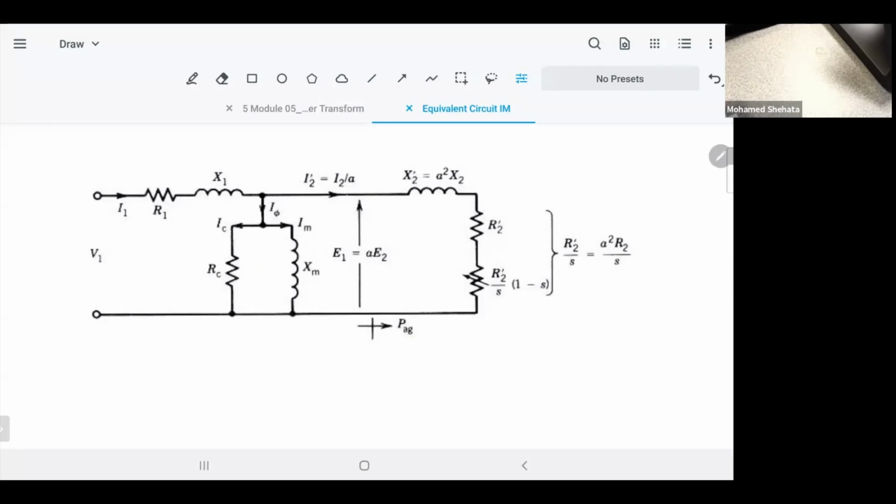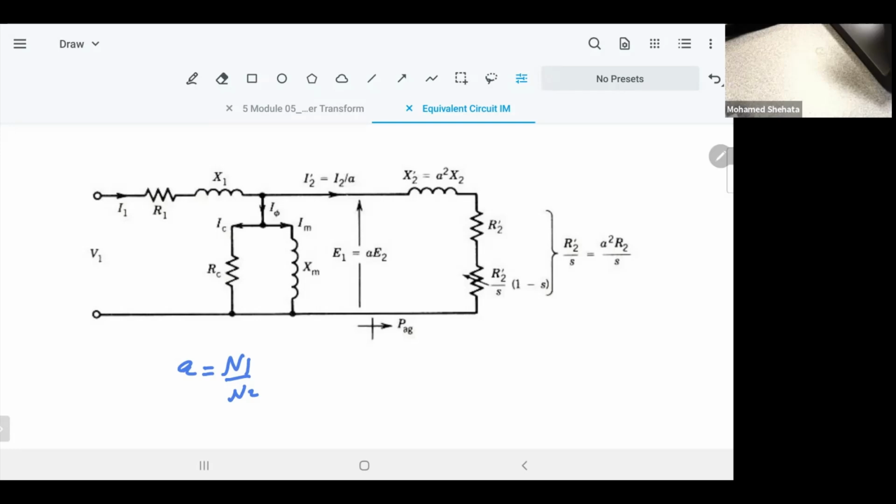You multiply by the turns ratio. The turns ratio, you call it A, equal N1 over N2. And you know that you multiply by A squared, you get the X2 dash to refer it to the primary. You tell me, okay, you already changed it to the frequency F1, yes, I agree. We changed the frequency to F1, but what about the turns ratio?